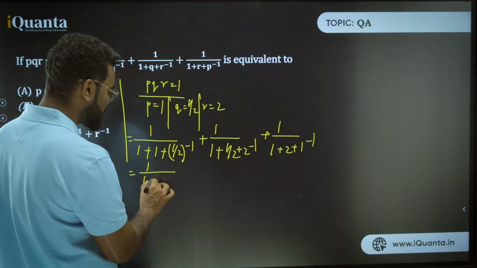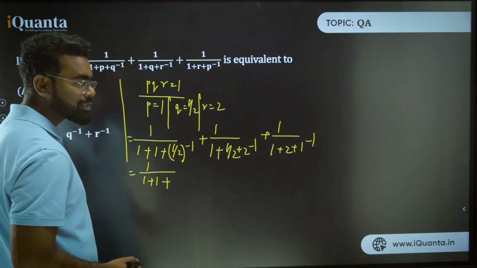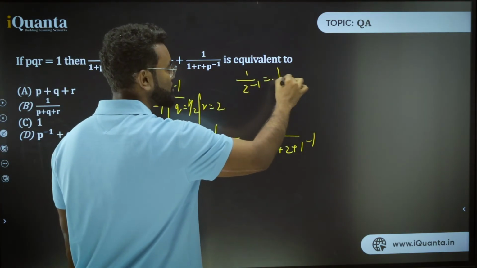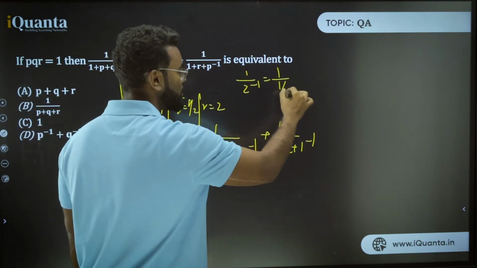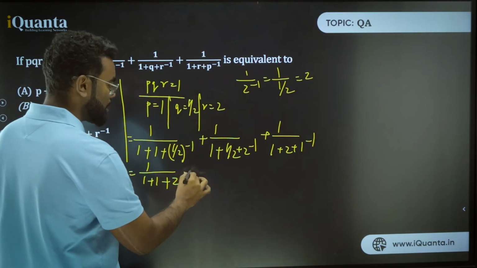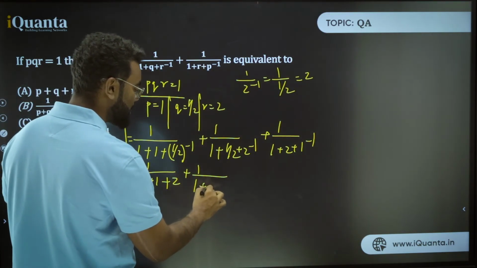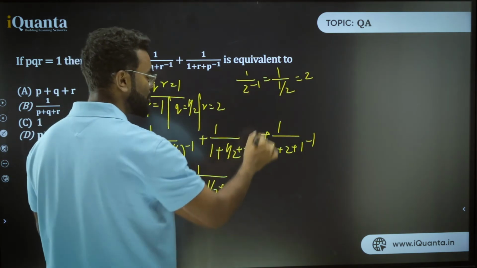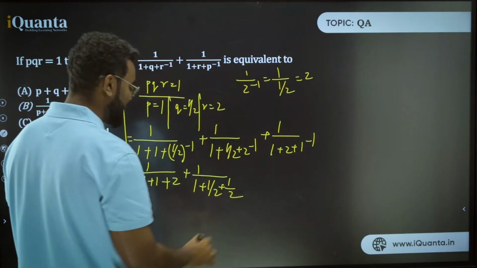That is 1 plus 1. And what is half to the power minus 1? Half is 1 by 2 to the power minus 1, which is the same as 1 by, what is 2 to the power minus 1? Half. So 1 upon half, that is 2. So I'm using 2 here. Now plus again 1 plus half. And 2 to the power minus 1 is basically 1 upon 2, so it is basically half again.